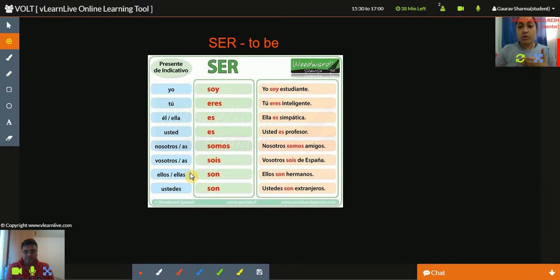So let's go over the conjugations again. It's soy, eres, es, somos, sois, and so on. It is very important that you try to remember these conjugations because they're very, very essential throughout your Spanish life. Okay. So now that we have this, let's look at the sentences or examples of where we have to use ser.